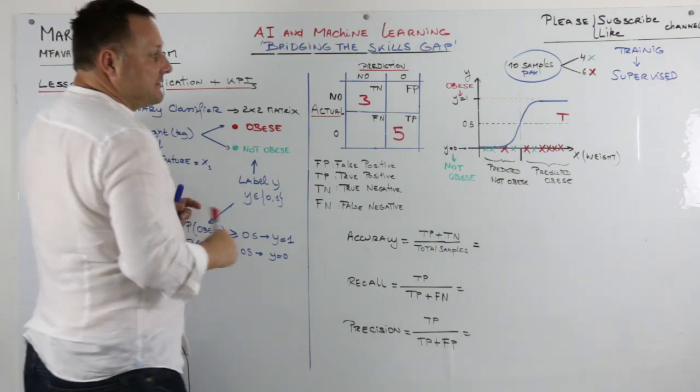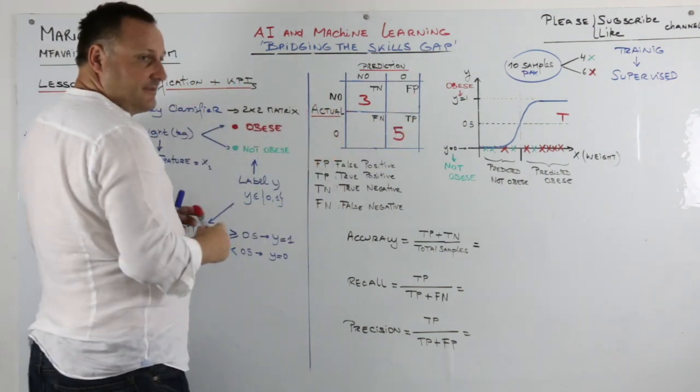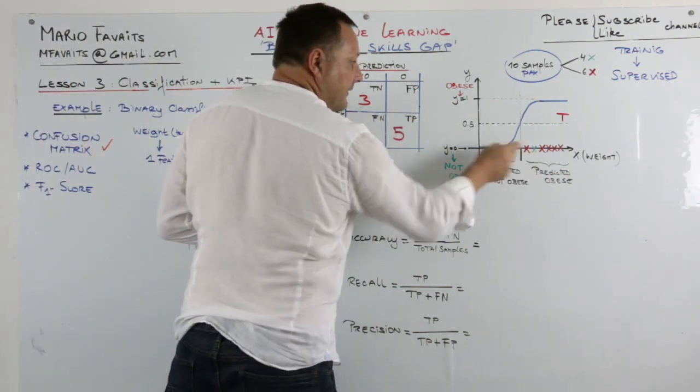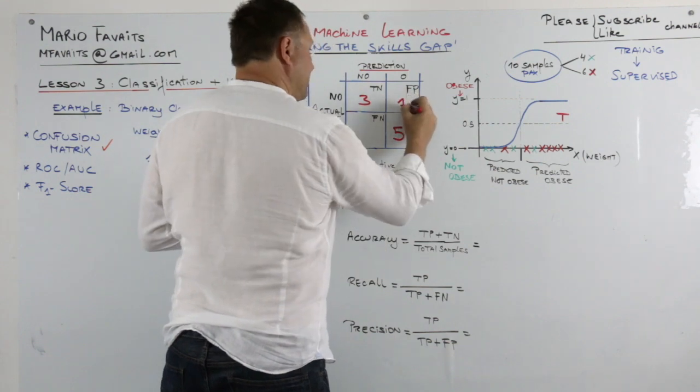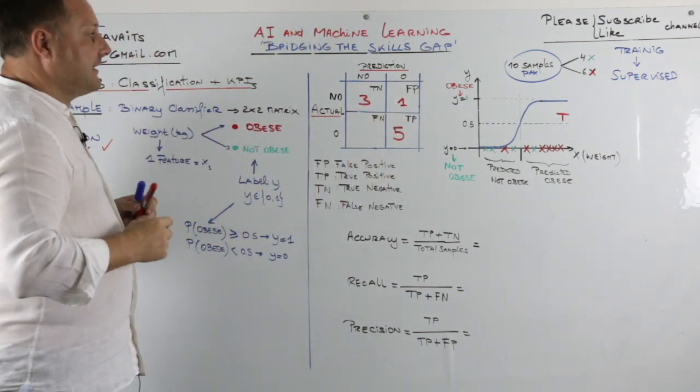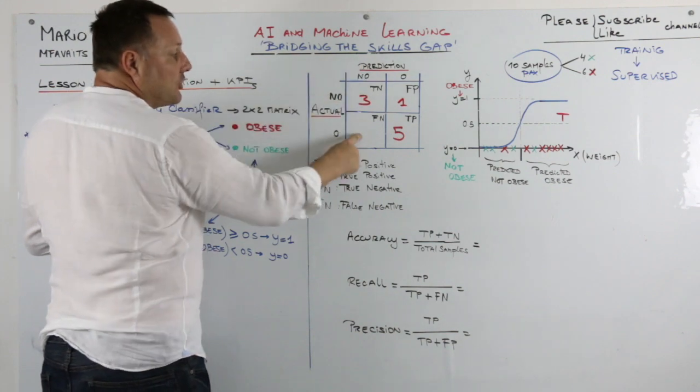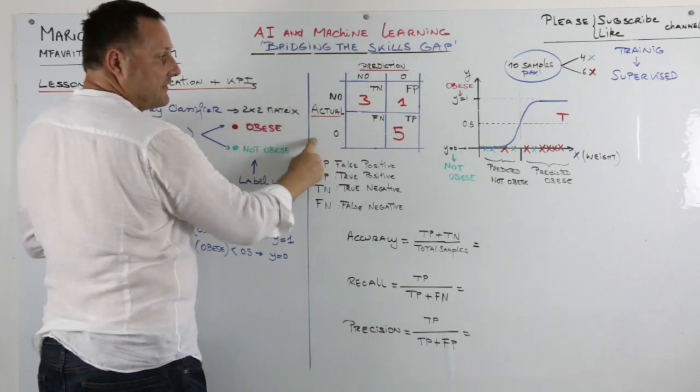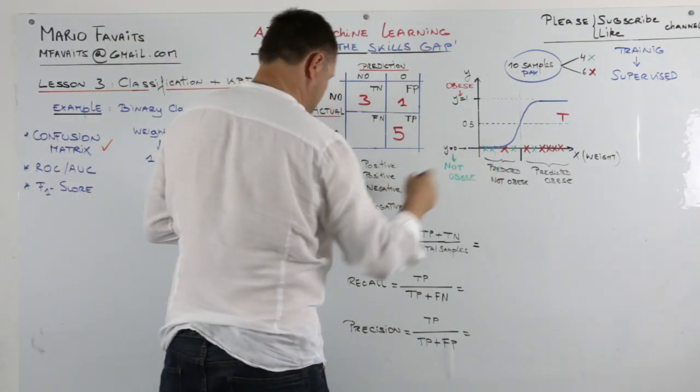What's a false positive? Well, I predict obese and the person is not obese. That's this green fellow here. So that's 1. And a false negative means I predict not obese, but the person is obese. That's the red fellow here.